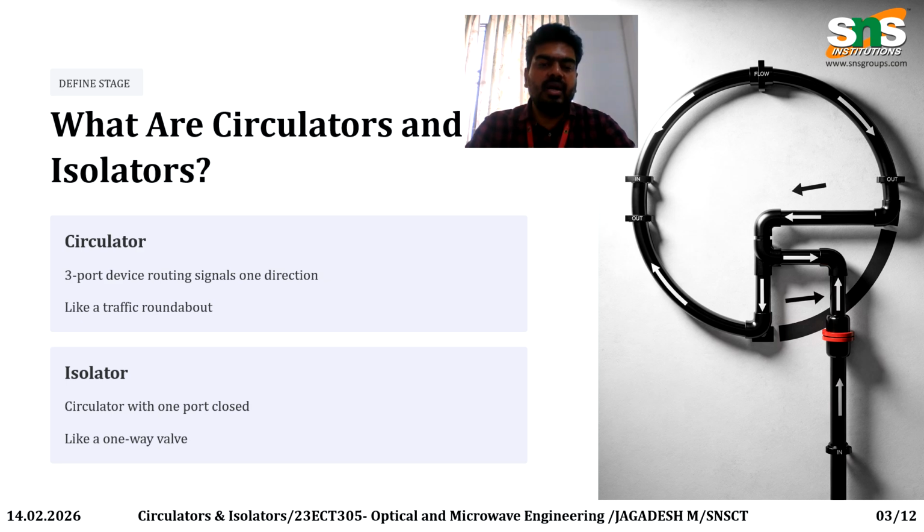And what are circulators and isolators? A circulator is a three-port device that routes a signal in one direction, like a traffic roundabout. This is a simple analogy so we can understand the circulator. And an isolator is a circulator with one port closed. It is like a one-way valve. So this is called a circulator.